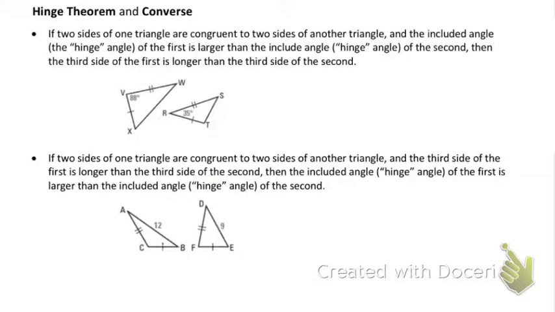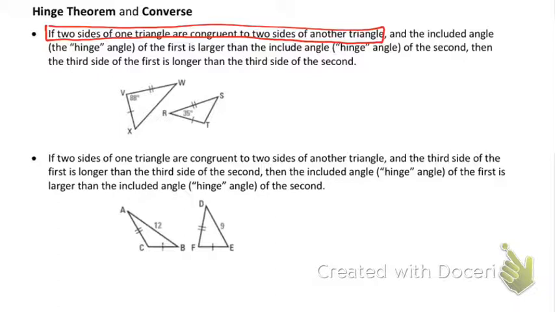It is saying if 2 sides of one triangle are congruent to 2 sides of another triangle. So that's my 2 rulers. That's how we compare the 2 angles to each other. They must have congruent sides. Once again, if 2 sides of one triangle are congruent to 2 sides of another triangle. So this part is pretty important to have to check for. Check to make sure you have that congruency. And the included angle, which is going to be known as our hinge angle, of the first is larger than the included angle, which is the hinge angle of our other one. Then the third side of the first is longer than the third side of the second.